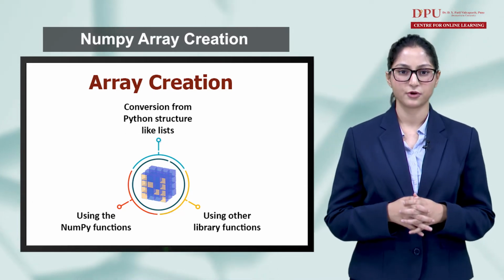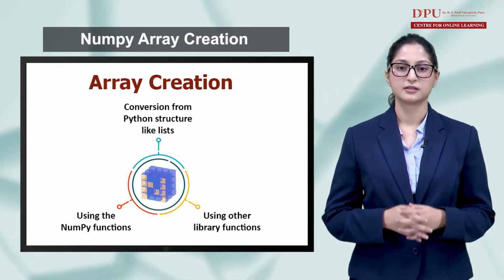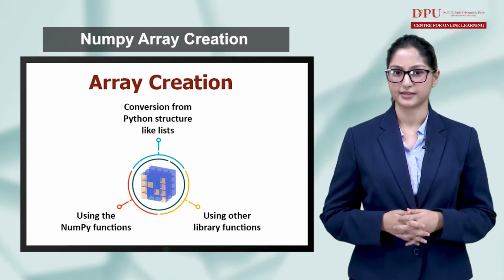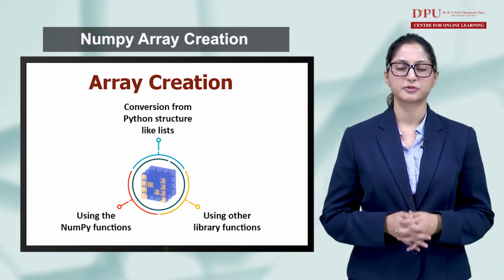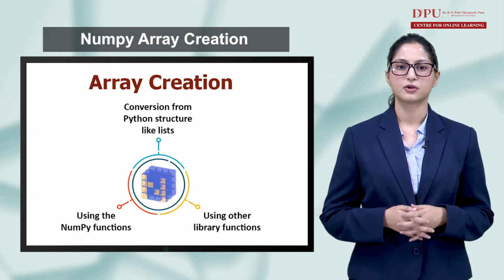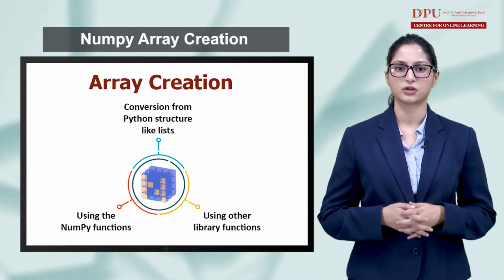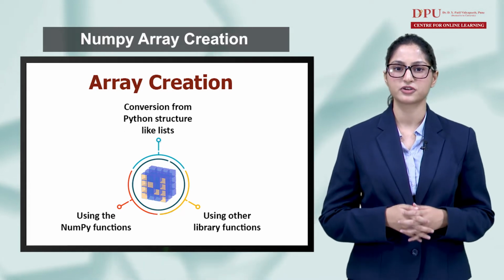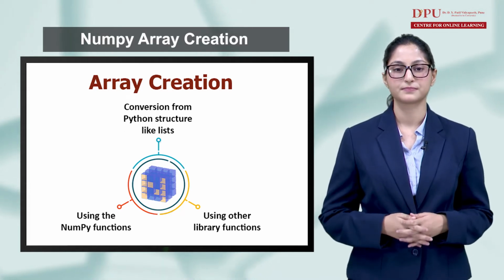It accepts the following parameters. Shape, the desired shape of the specified array. Dtype, the data type of the array items. The default is float. Order, the default order is the C style row major order. It can be set to F for Fortran style column major order.